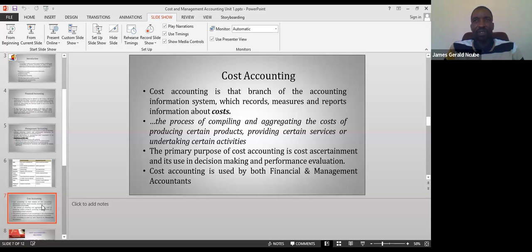It's an aspect that a number of entities normally ignore. How much cost have we incurred before we can talk about pricing, before we can talk about selling our products or our services or our goods? We need to identify the cost. So cost accounting is about recording and measuring, and then we report information about cost. It is a process of compiling and aggregating the cost of producing certain products, or the cost of providing certain services or undertaking certain activities.